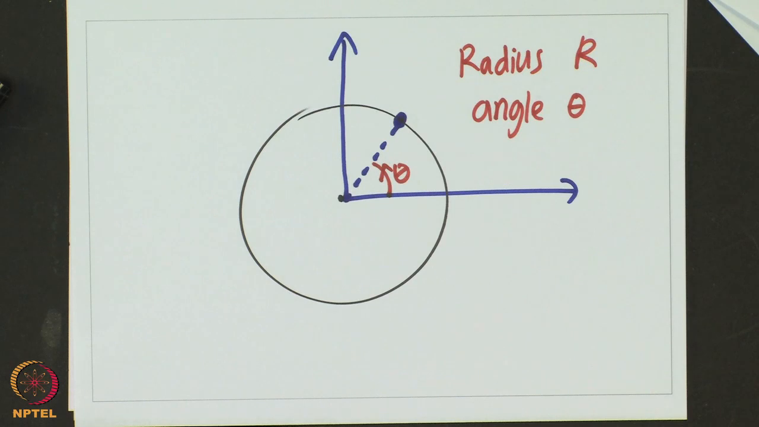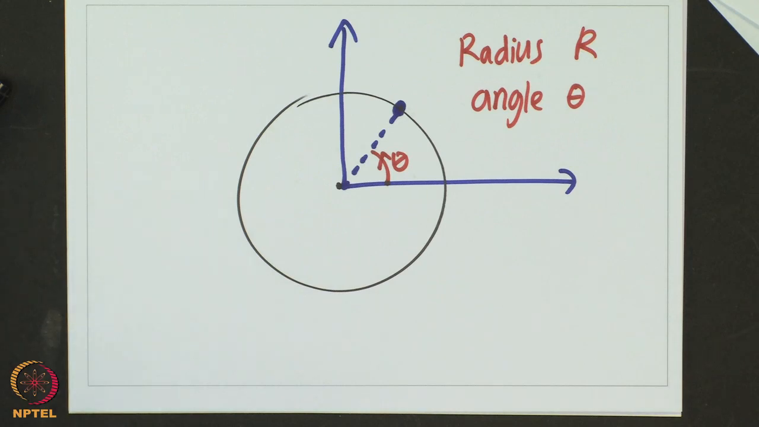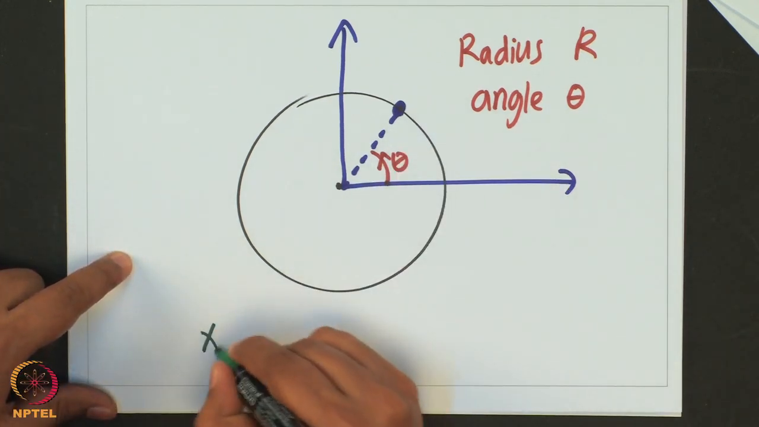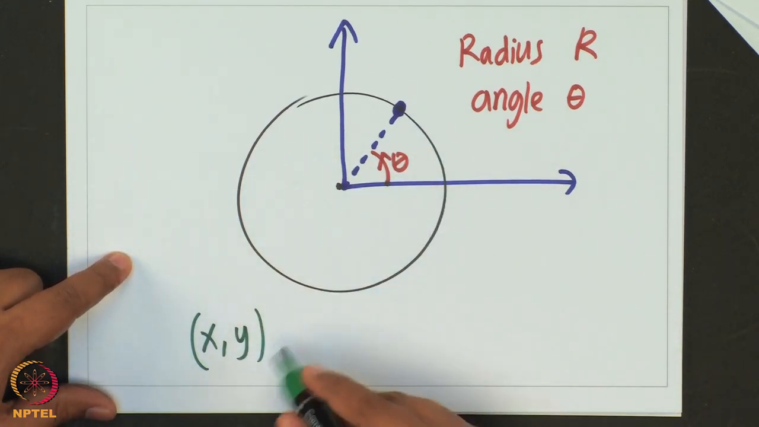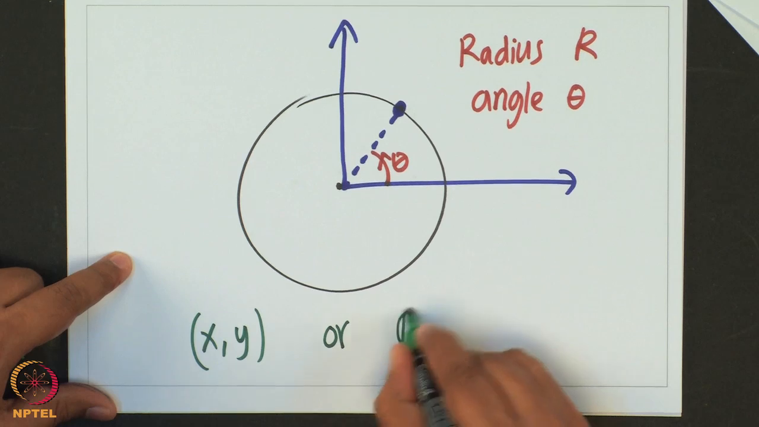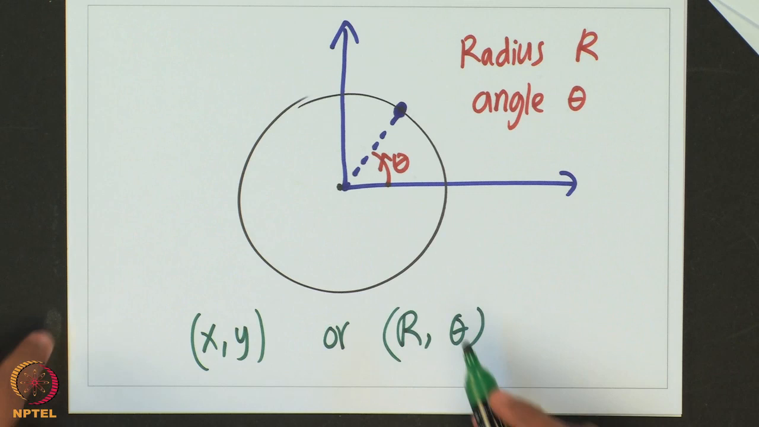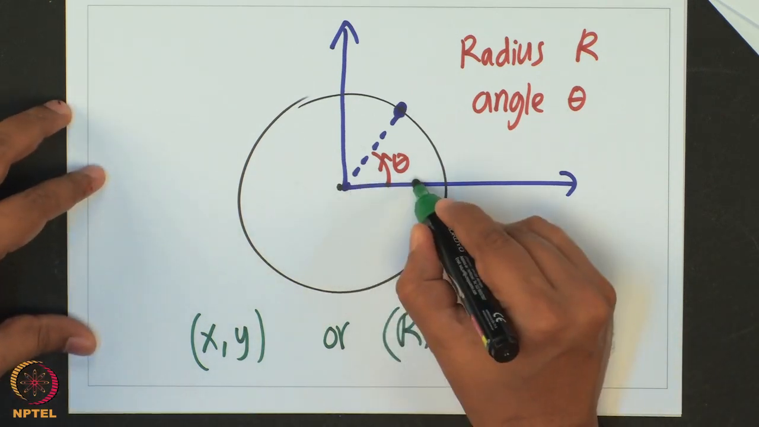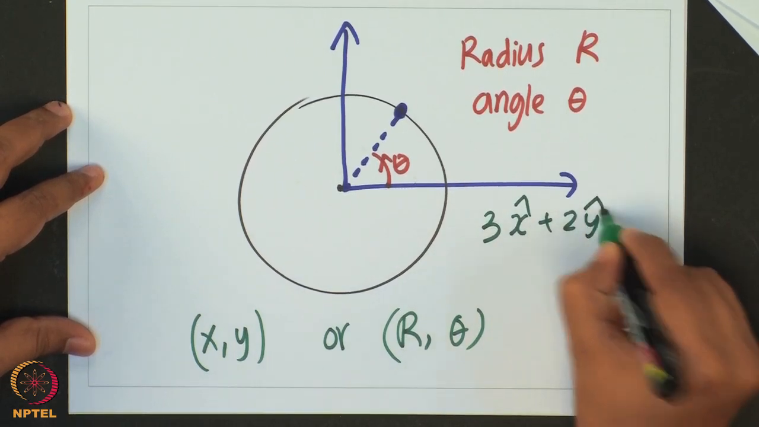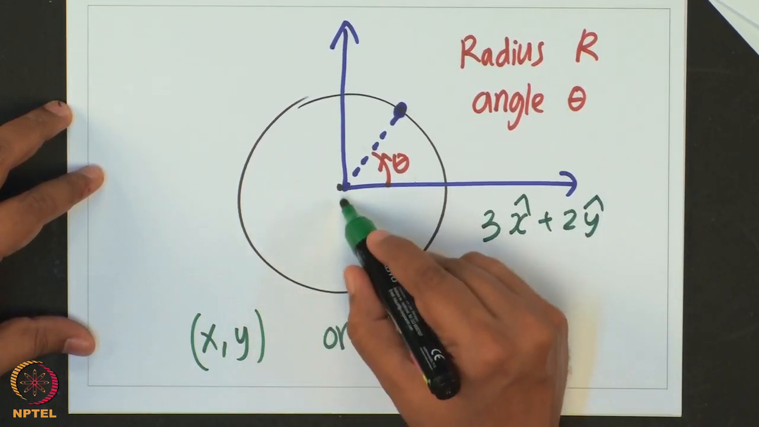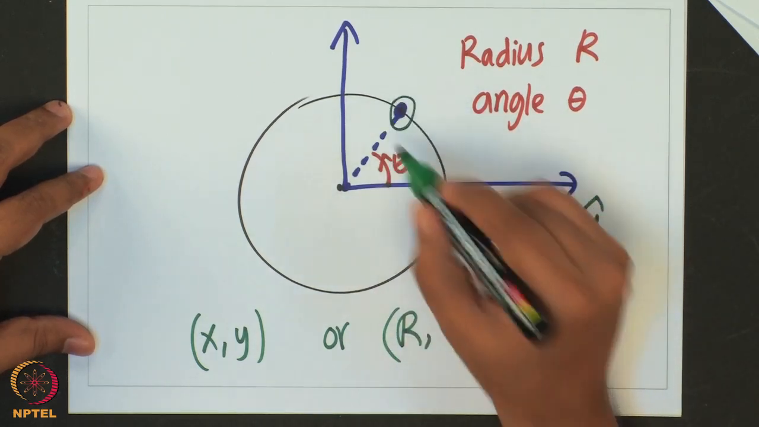So either to represent a point, one can specify x and y coordinates, which were a and b in the notation, or I could specify r and theta. These two are equivalent methods. I could just say this is 3x plus 2y, or I could specify the radius and theta. If I specify that, that also will specify this particular point.